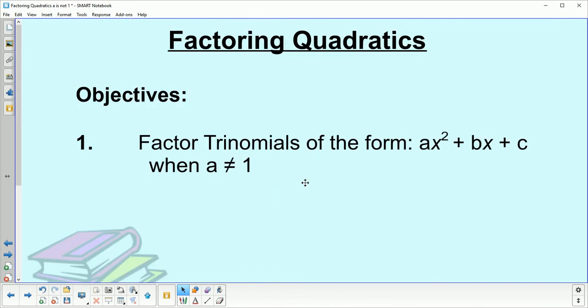Right, and that is it for how we factor trinomials when a is not equal to 1. Obviously, this is a little more challenging than when a is equal to 1, and we'll spend pretty much all week in class on this.